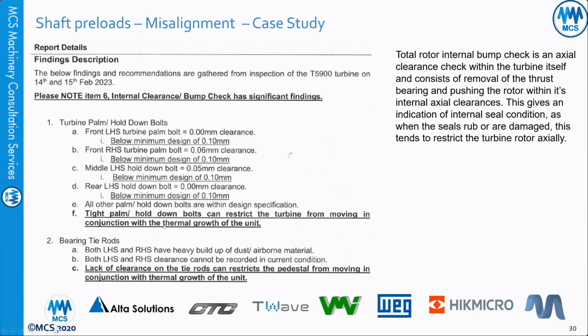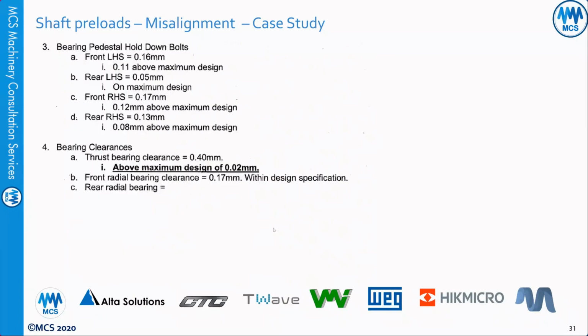As per specification, type 1 hold down bolts can restrict the turbine from moving in conjunction with the thermal growth. So the thermal growth also has some effect on this: while the machine is getting hotter and on higher load, the misalignment also increases. And the machine was above the maximum design by about 0.02 millimeter. Front radial bearing clearance was 0.17, within design specification.